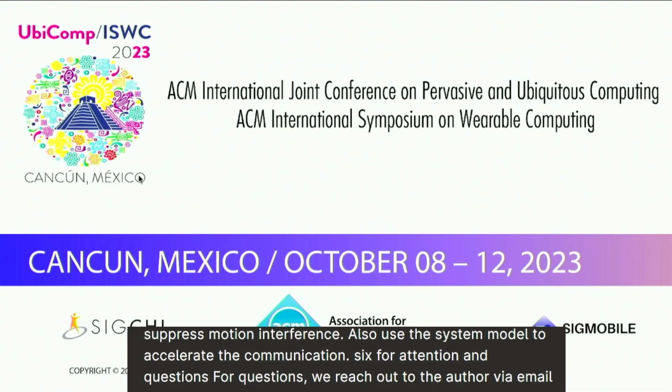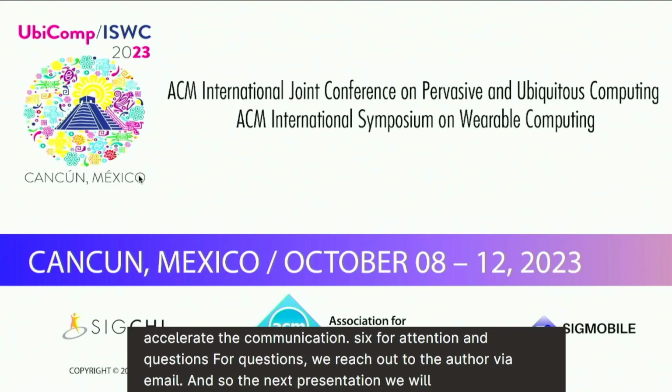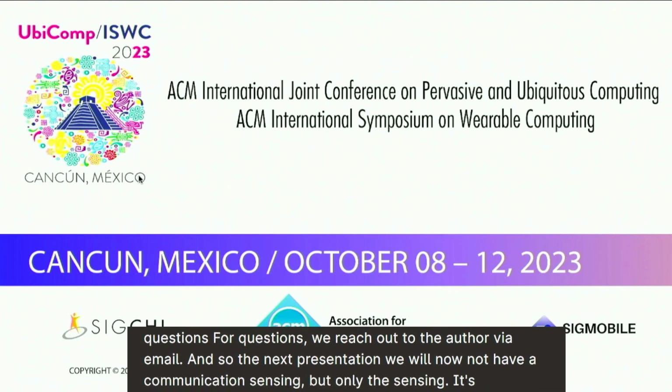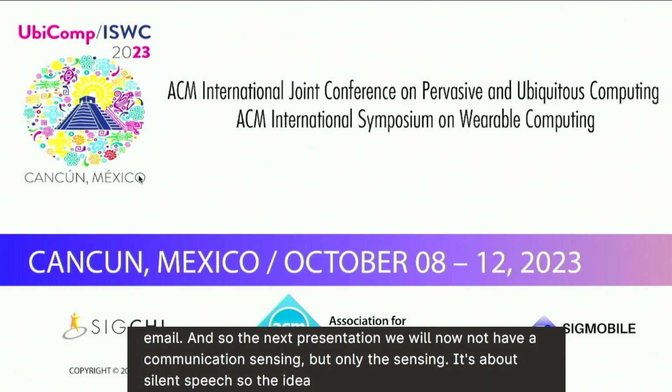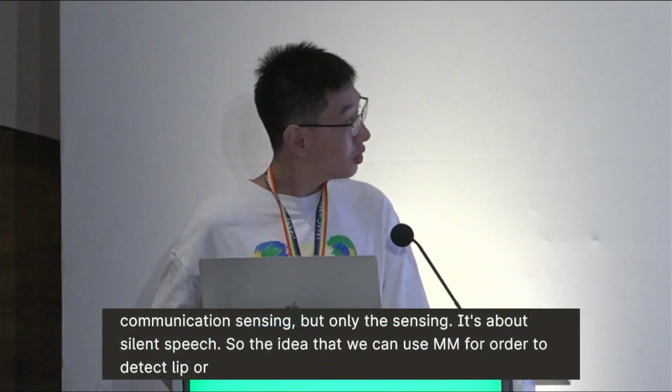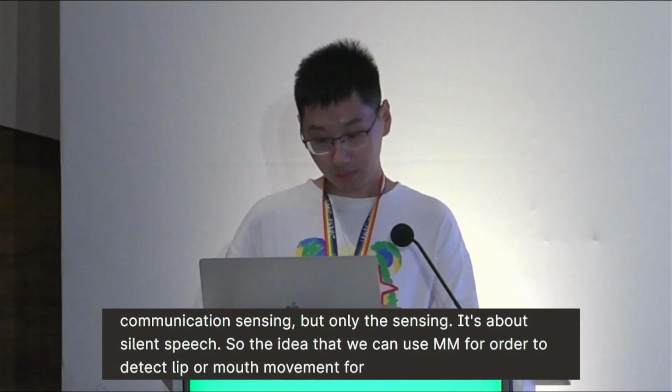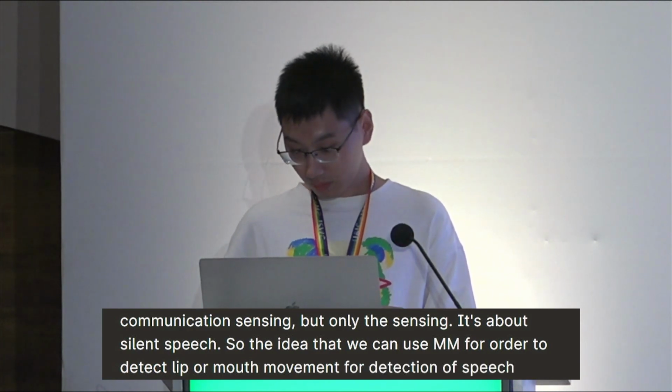Presentation, we will now not have a communication sensing, but only the sensing. It's about silent speech. So the idea that we can use mmWave radar to detect a lip or mouth movement for detection of speech. Okay, the speaker is Shang.